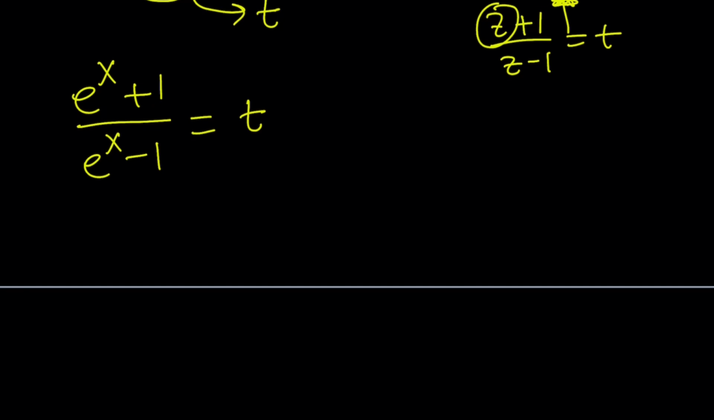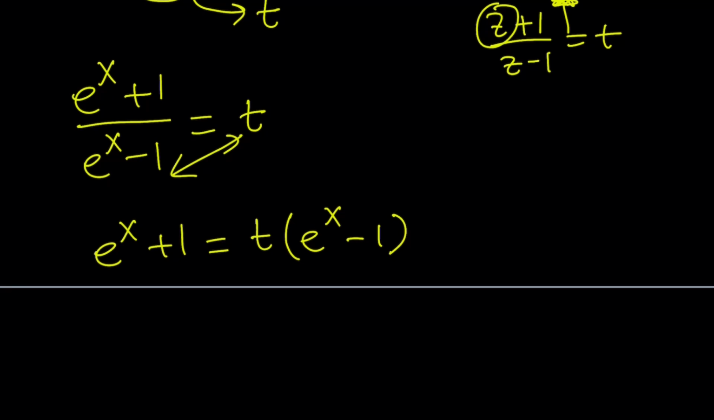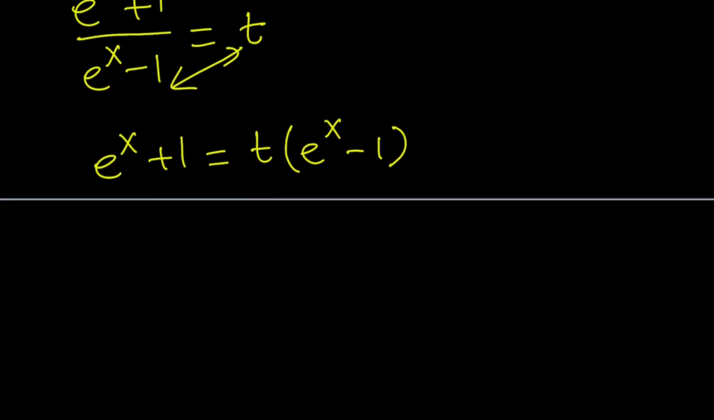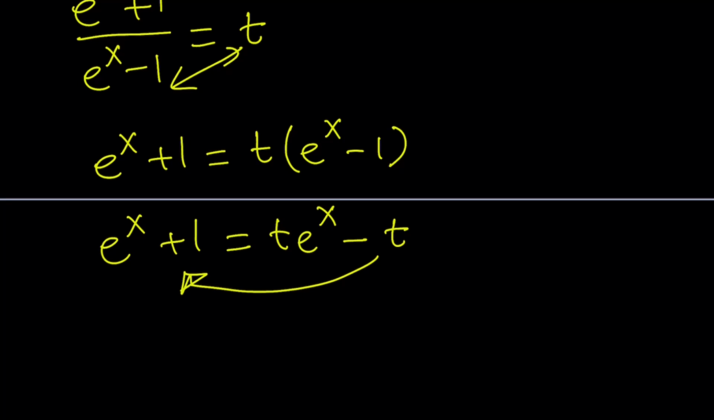So let's go ahead and cross multiply. Now we get e^x + 1 equals t times (e^x - 1). Okay, now let's distribute: e^x + 1 equals t e^x minus t. Since my goal is to solve for e to the power x first, let's put everything that has e^x on the same side. And I want to stay positive because that's what I like. So let's throw the negative t over here and put the e^x on the other side. So it looks like this.